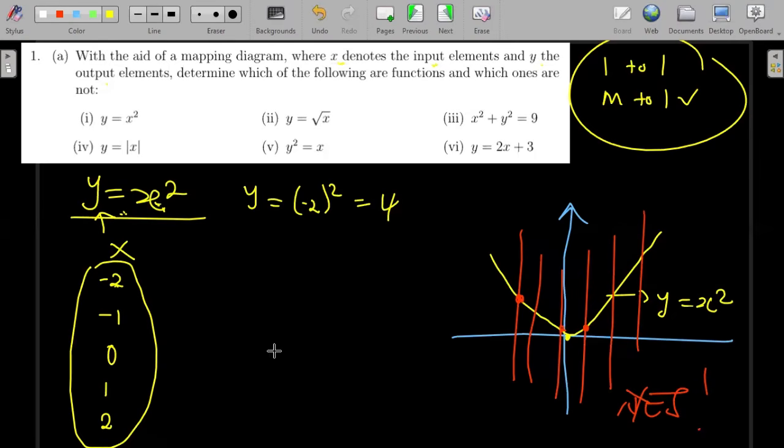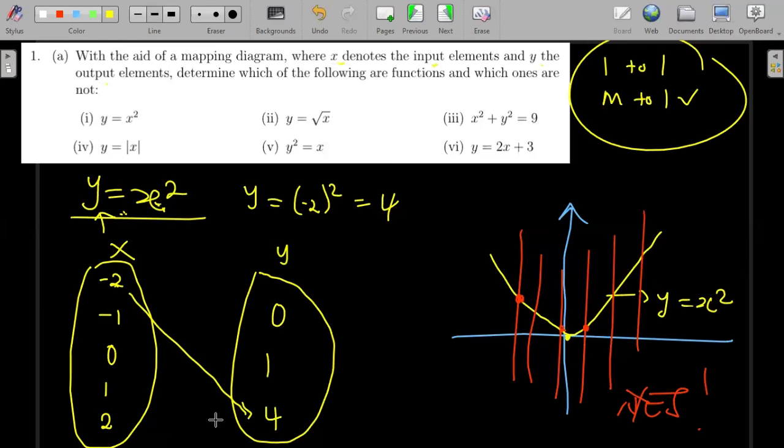In fact, you should write the Y values in order here. I didn't write them in order on the other part. So we had the 0, 1, and 4, right? So if I square this, I get 4. So I go like that. If I square 1, I'm getting 1. If I square 0, I'm getting 0. If I square 1, I'm getting 1 again. If I square 2, I'm getting 4. So now you have this mapping.